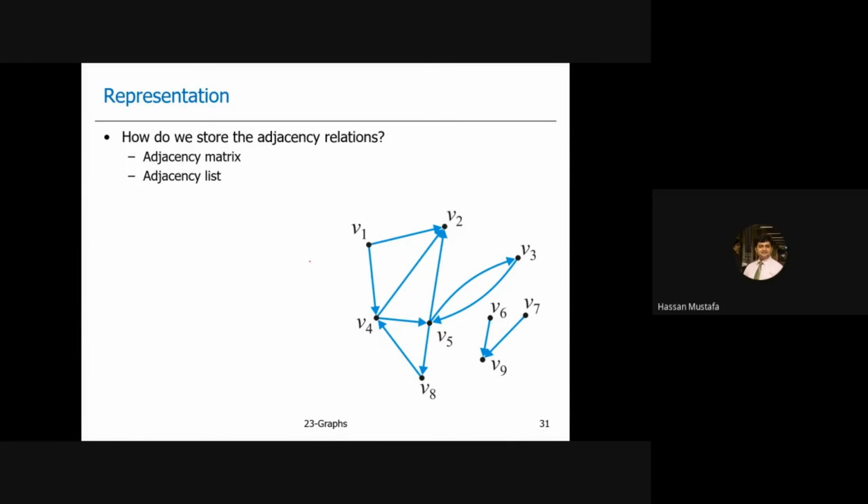A graph can be represented using two of these ways, either as an adjacency matrix or as an adjacency list. Okay, a graph can be directed, undirected, weighted or unweighted, but we can represent it using these two methods. So let's see them one by one.